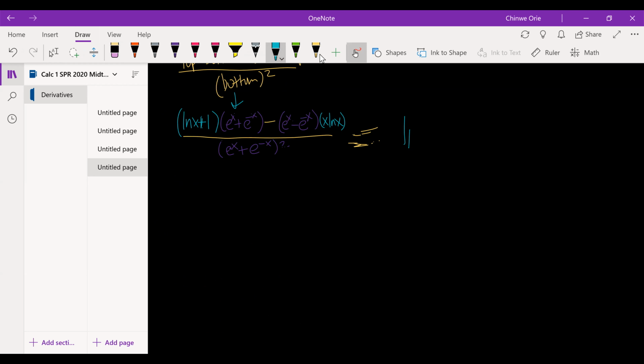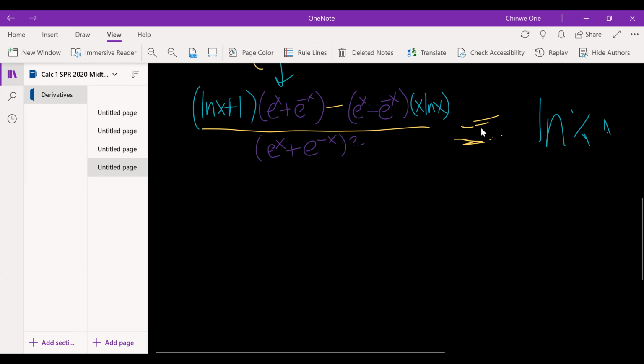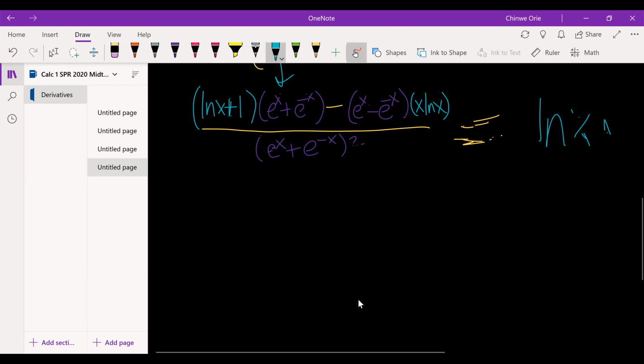So you'd have ln of x plus 1. This is not going to zoom in for this. This is not exactly what I had intended here. Yeah, I missed my whiteboard. Okay.